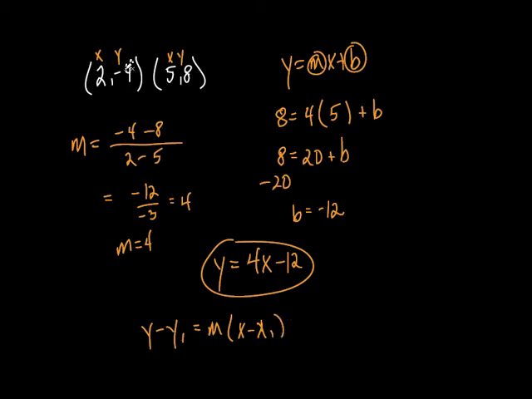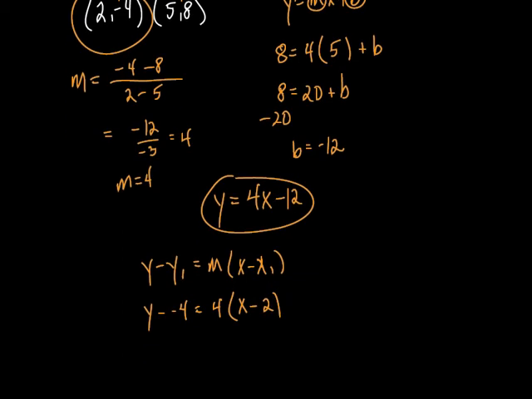So I could do this. I could take either one of these points. Tell you what, let's use the other point just for fun, just to be different, okay? So let's use this one and put it in. So what are we going to put it in? Y minus what? Negative 4, which will be plus 4, right, equals m, which is 4, and then x minus what? 2.